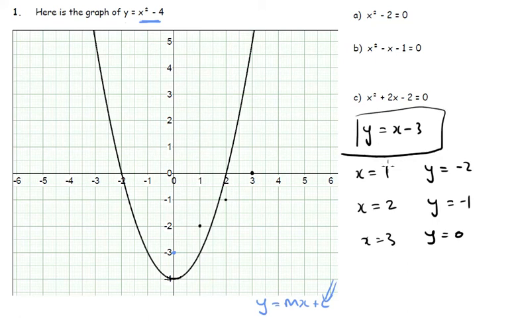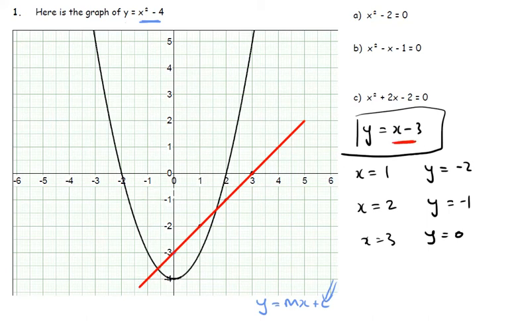Remember, when you want to plot a graph, just sub in some x values and plot those points. It looks something like, actually let me do it in red. So this is the graph of y equals x minus 3, this straight line here.